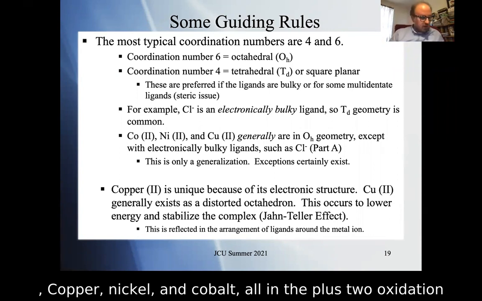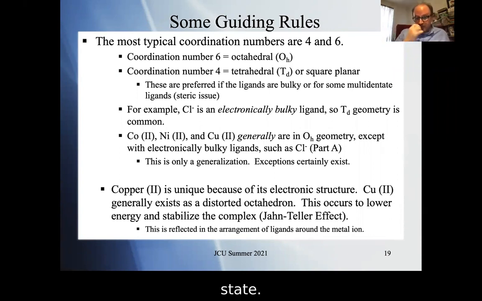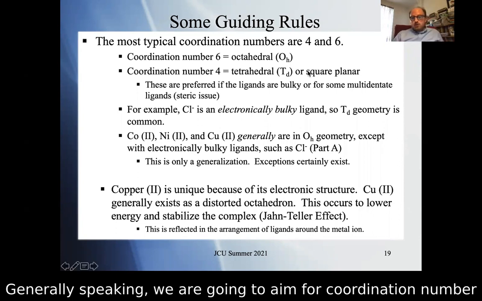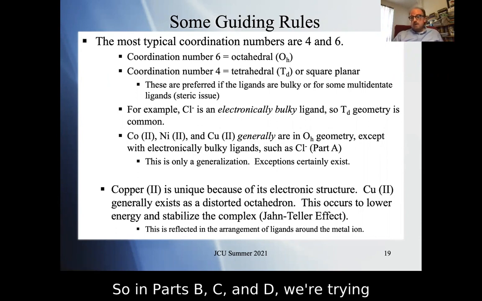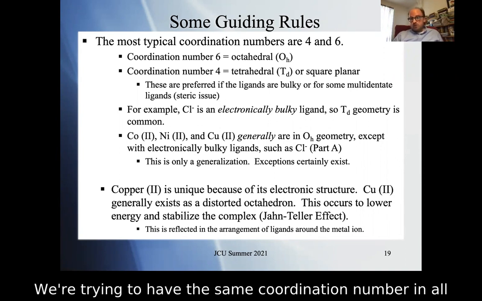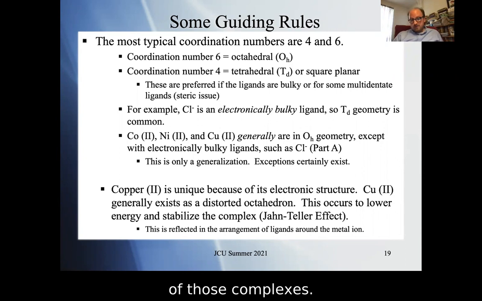Copper, nickel, and cobalt all in the +2 oxidation state. Generally speaking, we are going to aim for coordination number 6. So in parts B, C, and D, we're trying to get to coordination number 6. We're just going to make it easy. We're trying to have the same coordination number in all of those complexes.